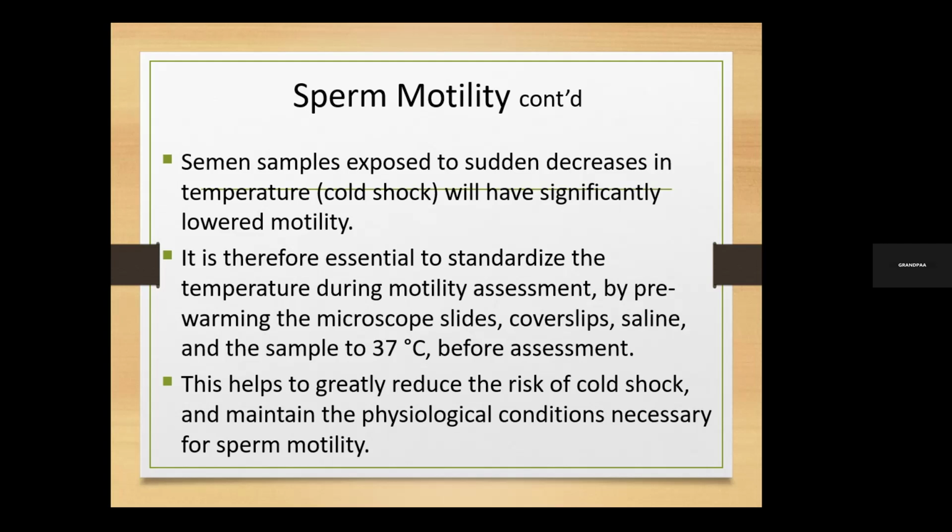So if you know that temperature variation can have an impact on motility, and you don't do anything about it, and you just write the report and indicate that it's low, you have not been fair to the patient. The low motility is not from the patient but from the environmental circumstance. So it is you as a scientist working on the sample who must mitigate temperature variations as much as possible.